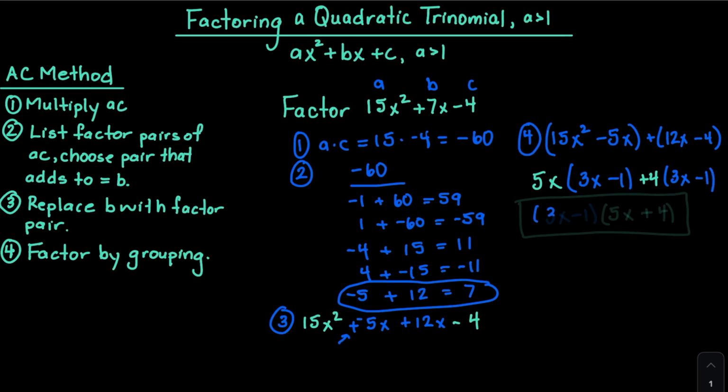Factor out the 3x minus 1 because it's a GCF between both of my terms. When I factor it out the first term, I'm left with 5x. When I factor it out the second term, I'm left with 4. So 15x squared plus 7x minus 4 factors into 3x minus 1 times 5x plus 4.